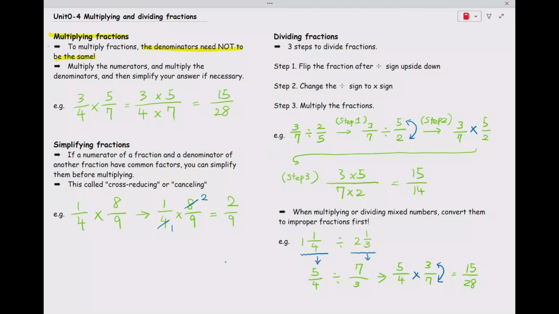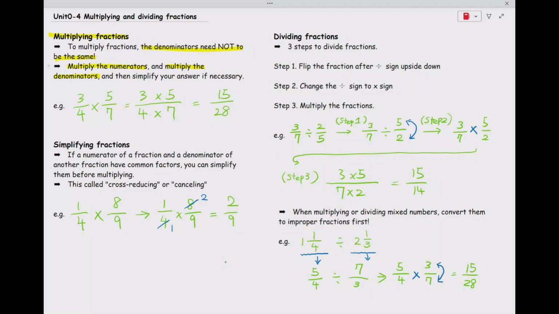To multiply fractions, first multiply the numerators. Then multiply the denominators. Don't forget to simplify your answer whenever you can. Let's look at an example. 3/4 times 5/7.